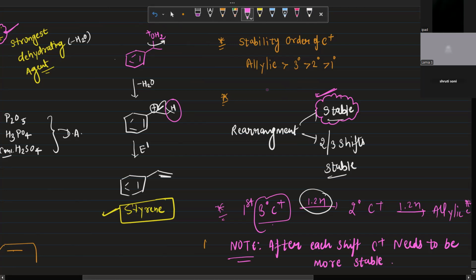Okay. So this is the stability of carbocation. Do you have any doubt in this one? No, not really.